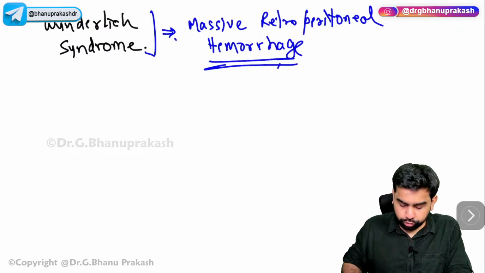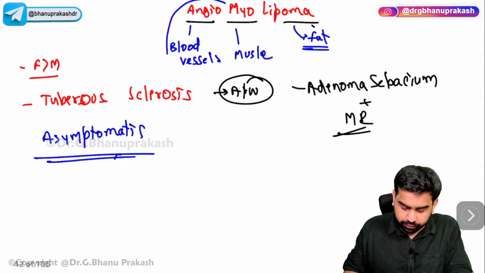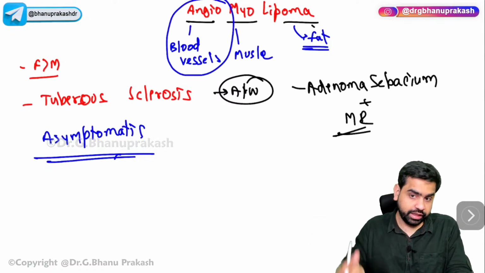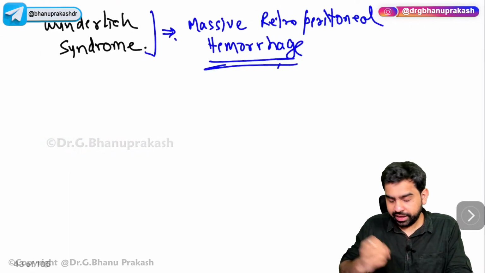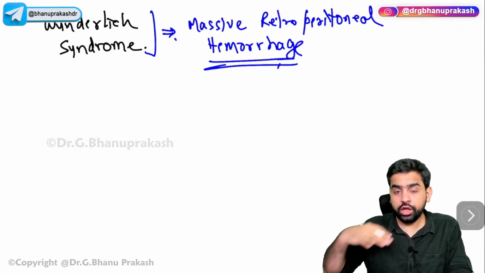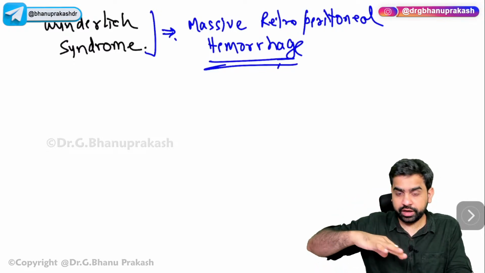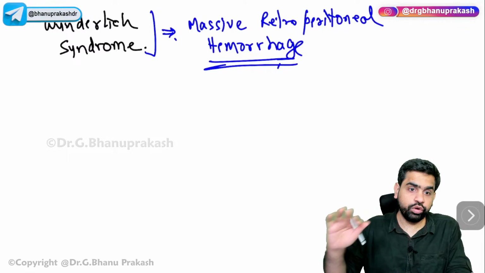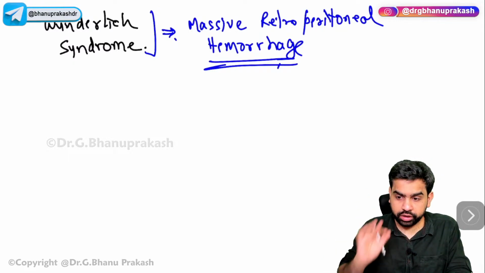Why? Because as I told you, this is a tumor which involves the blood vessels also. On the surface of the kidney, the blood vessels become very, very thickened, and they can rupture. Kidney is a retroperitoneal organ, so if these blood vessels rupture, there can be a massive retroperitoneal hemorrhage, and this is what is referred to as Wunderlich syndrome.